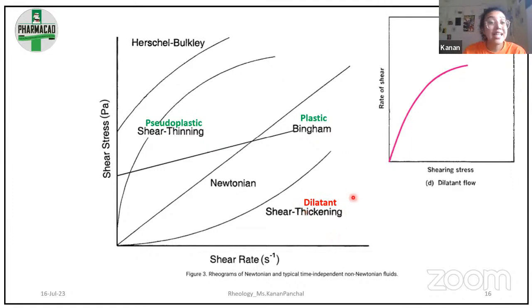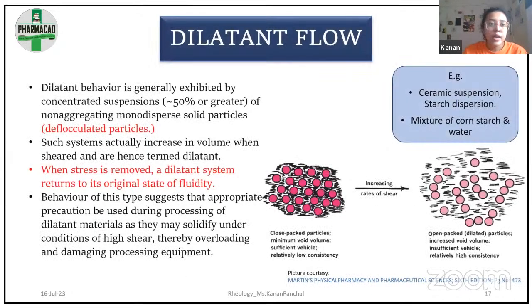So those are your dilatant systems. मतलब they are dilating, they are becoming more viscous, and that is why they are called as shear thickening system. Systems जो thicken होगा because of shear, that is called as shear thickening system. So as तुम्हारा shearing stress बढ़ेगा, the rate is going to decrease. मतलब you will need more rate for it to flow. So yeah, dilatant systems are exhibited, मतलब this behavior is exhibited by concentrated suspensions which are deflocculated.